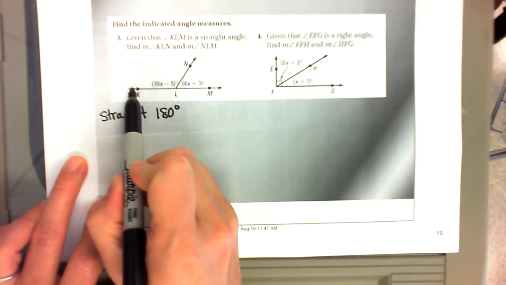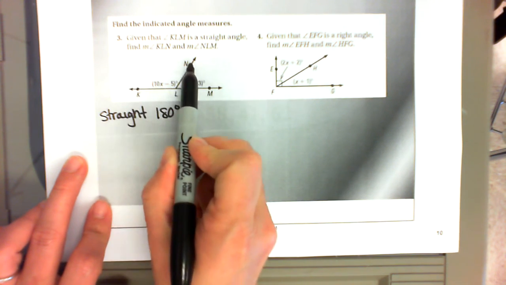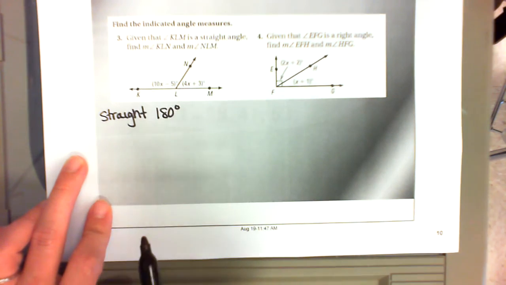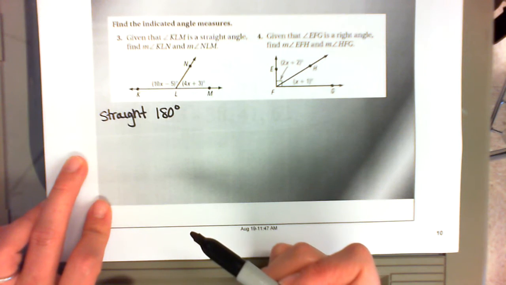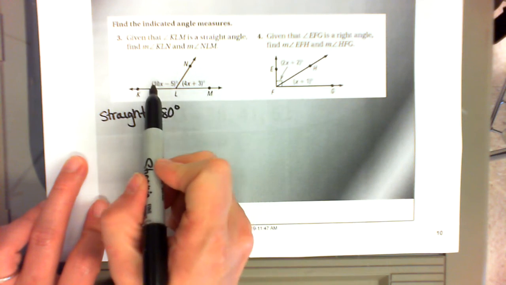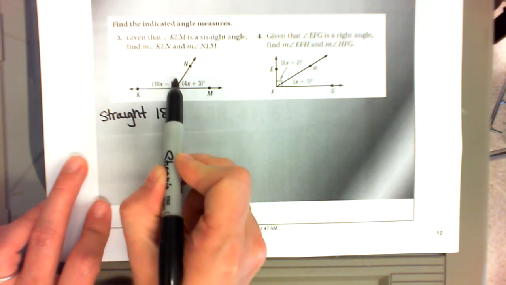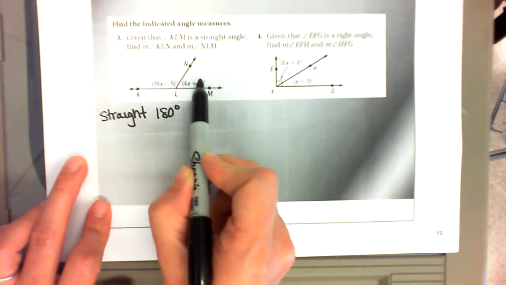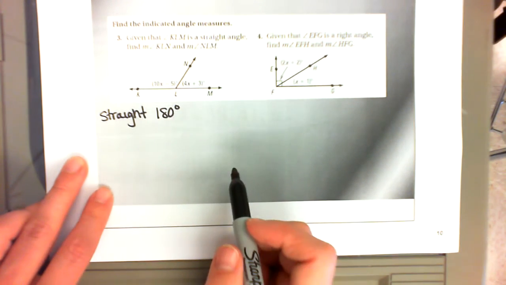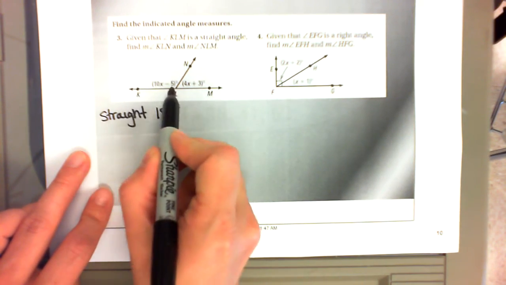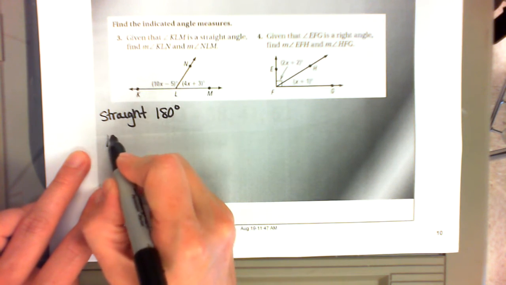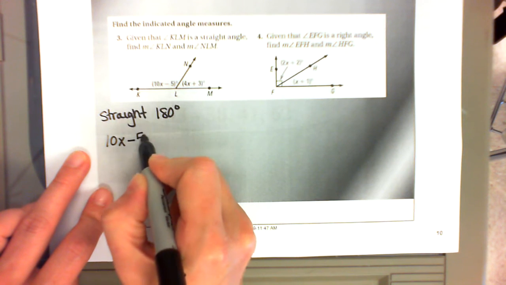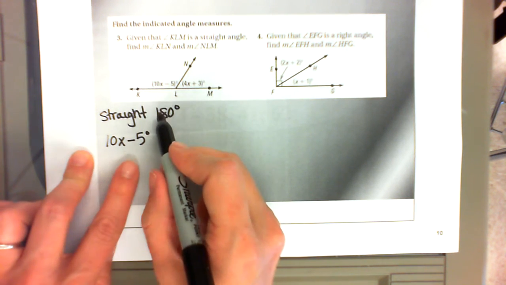And now these two angles, KLN and NLM, are adjacent because they share a common ray. So we could use the angle addition postulate to solve this problem. It has an expression inside here to represent the degree measure and an expression inside here to represent the degree measure. So I can set up an equation. This obtuse angle is 10x minus 5 degrees. So 10x minus 5 degrees is the left one.